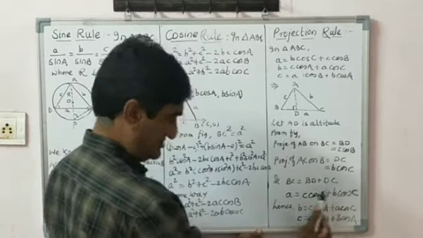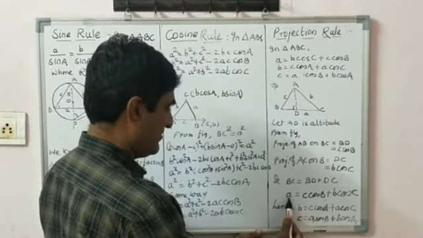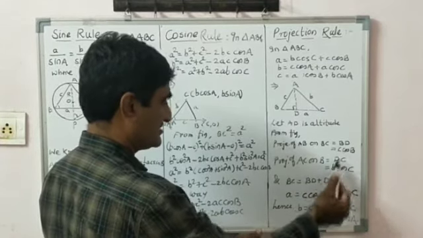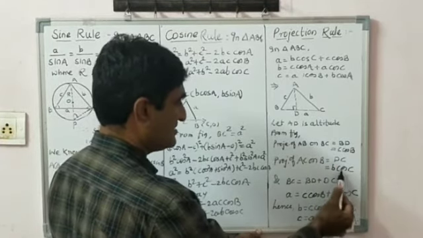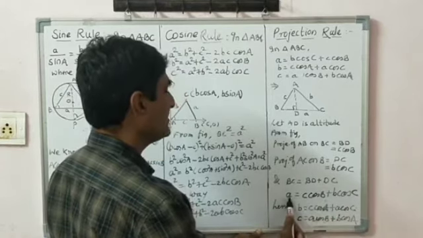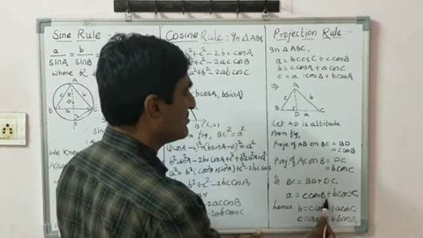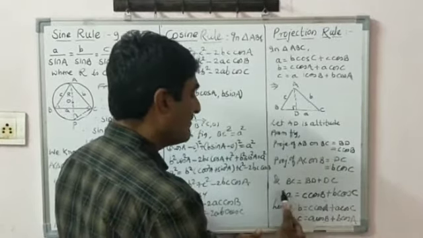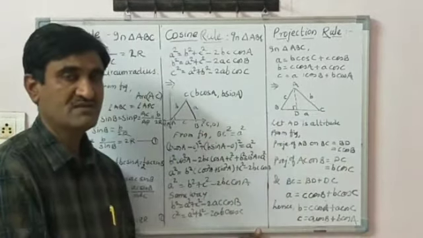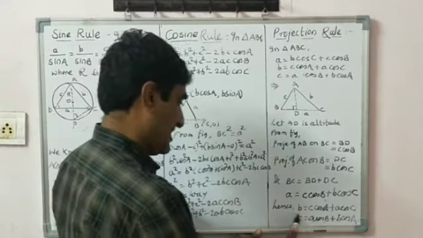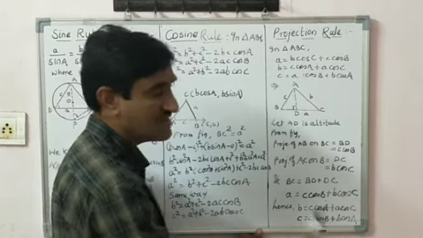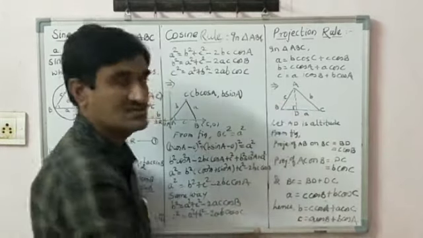This is linear. Therefore, what is the value of BC? What is the value of BD? We already found C cos B. What is the value of DC? We already found B cos C. And lastly we get A is equal to C cos B plus B cos C, which is the projection rule. Very easily we proved that. And in cyclic way we can also prove B and C in these projection rules.